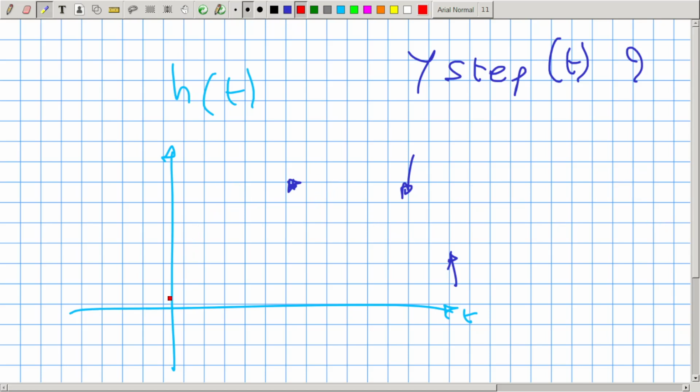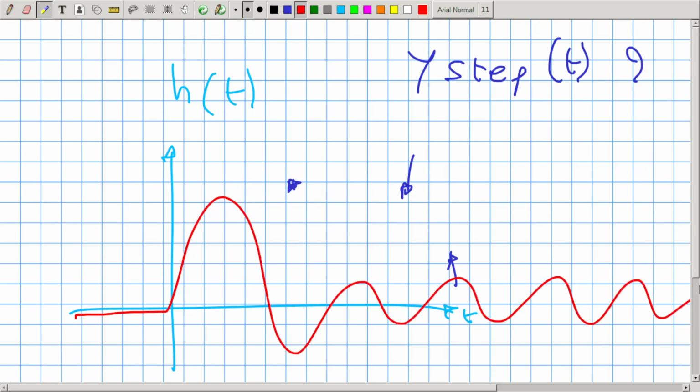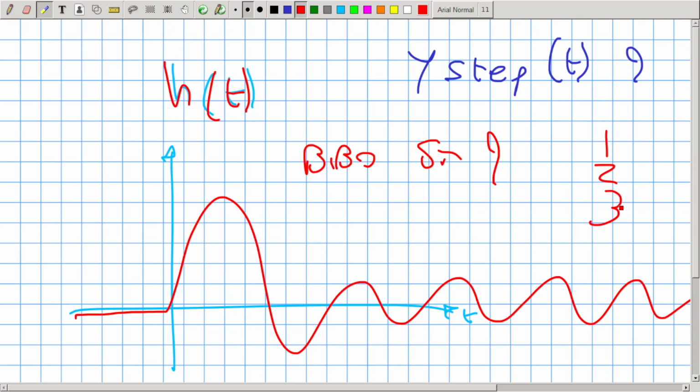Perfect. Now let's change h of t, let's make this h of t. Okay, this is my h of t now. Is it BIBO stable? Yes, no, I do not know. No, why? Absolute integrability. This one is not BIBO stable. Okay? Are we together? This is not BIBO stable.